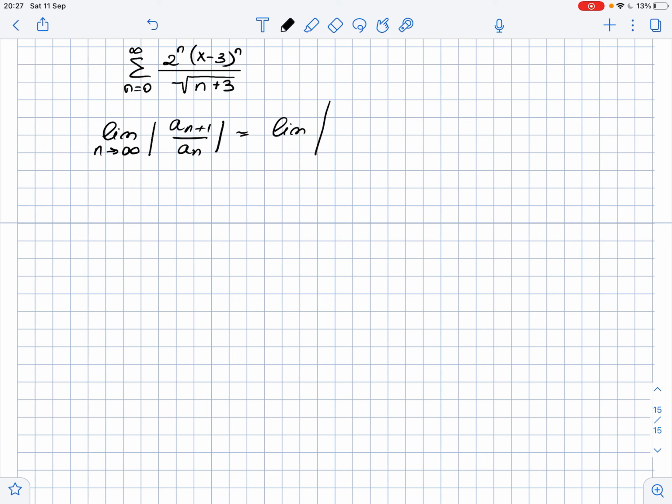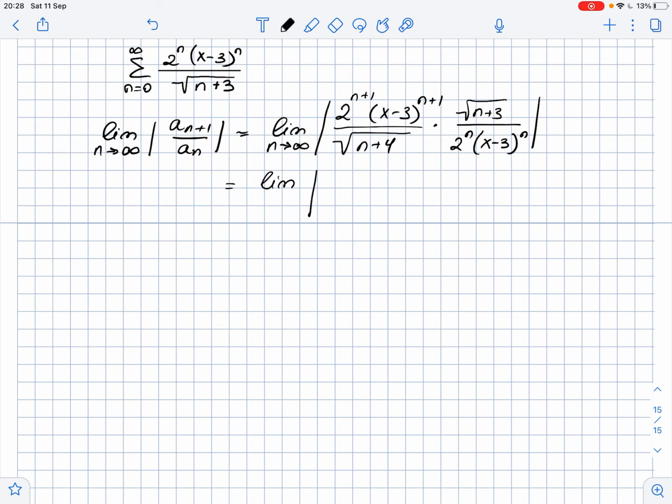the absolute value. So a_(n+1), in our case, is 2^(n+1) times (x-3)^(n+1) divided by the square root of n+4. And this whole thing is multiplied by the square root of n+3 over 2^n times (x-3)^n, and n approaches infinity. Let's simplify this.